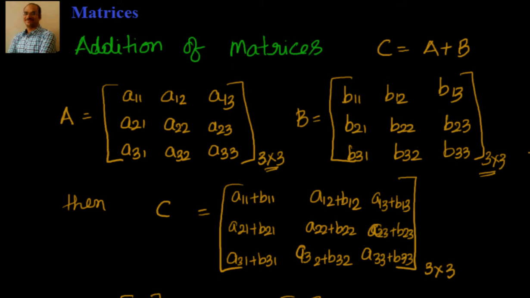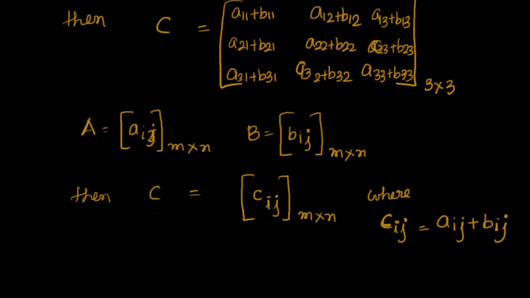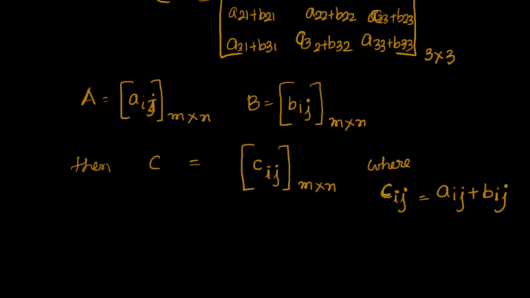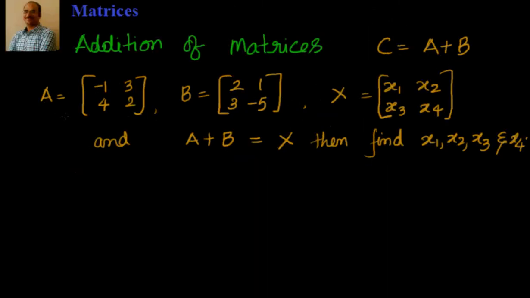Now let's do some simple examples to apply the concepts we have just learned. Let's look at this example. We have been given matrices A and B. You can see that both of them are of order 2 by 2, and also there is a matrix X of the same order 2 by 2 with elements x1, x2, x3, x4. Given to us that A plus B equals X, find the values of x1, x2, x3 and x4. Now we know that whenever you want to add two matrices, you have to add the corresponding elements of the matrices.